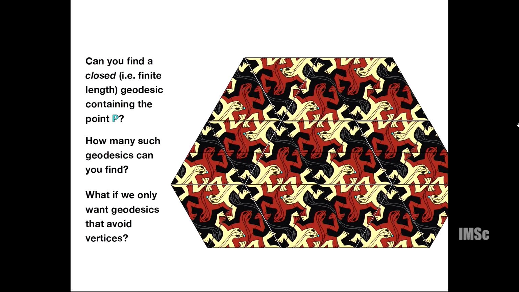Are there any others? Go up. Go from here up to here. That also avoids vertices. So some of these geodesics do avoid vertices, but this one doesn't, right? This one here hits this other vertex. So this is not a good geodesic if we want to avoid vertices. So is there any pattern here to seeing which ones avoid vertices and which ones don't?